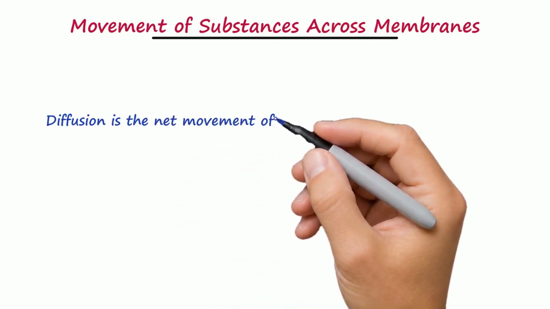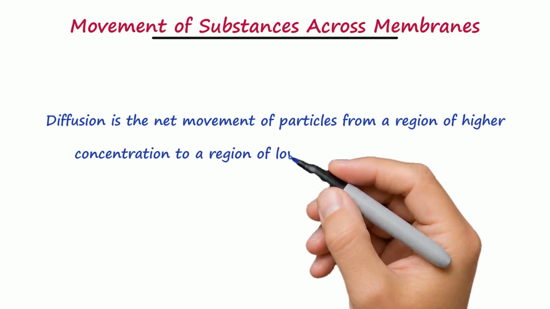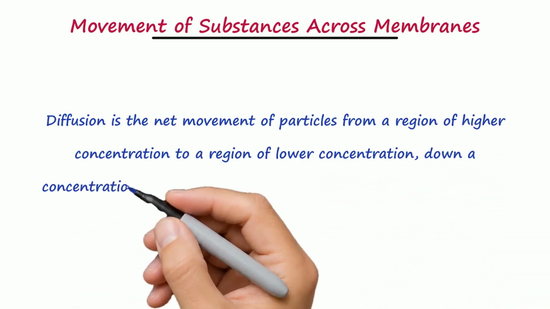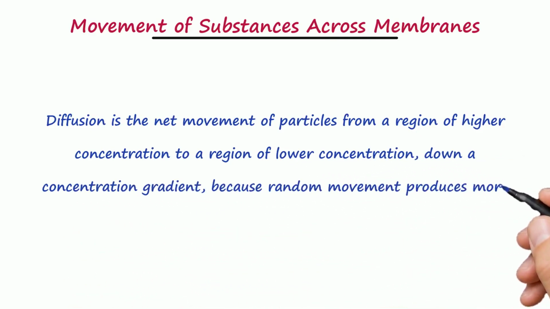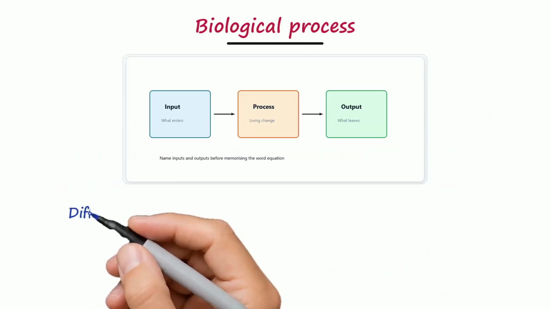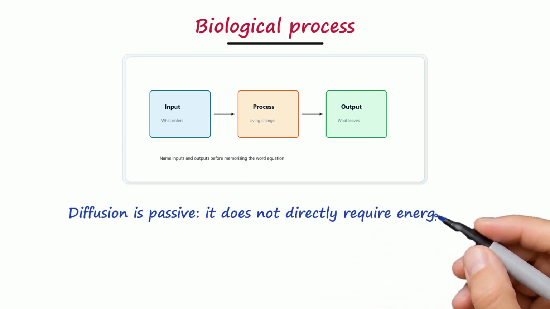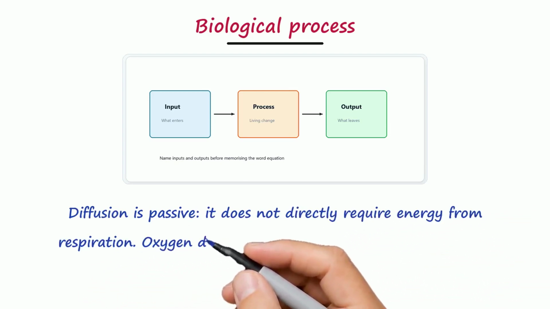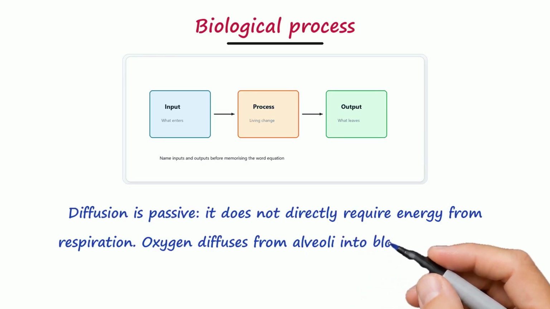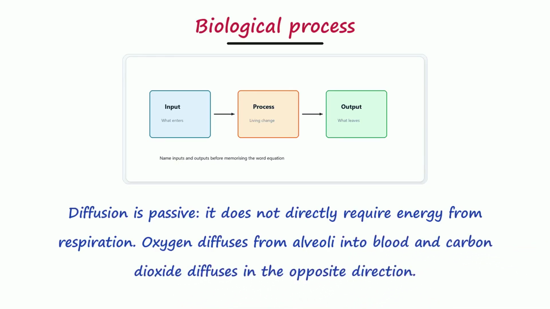Diffusion is the net movement of particles from a region of higher concentration to a region of lower concentration, down a concentration gradient, because random movement produces more crossings from the crowded side. Diffusion is passive. It does not directly require energy from respiration. Oxygen diffuses from alveoli into blood and carbon dioxide diffuses in the opposite direction.